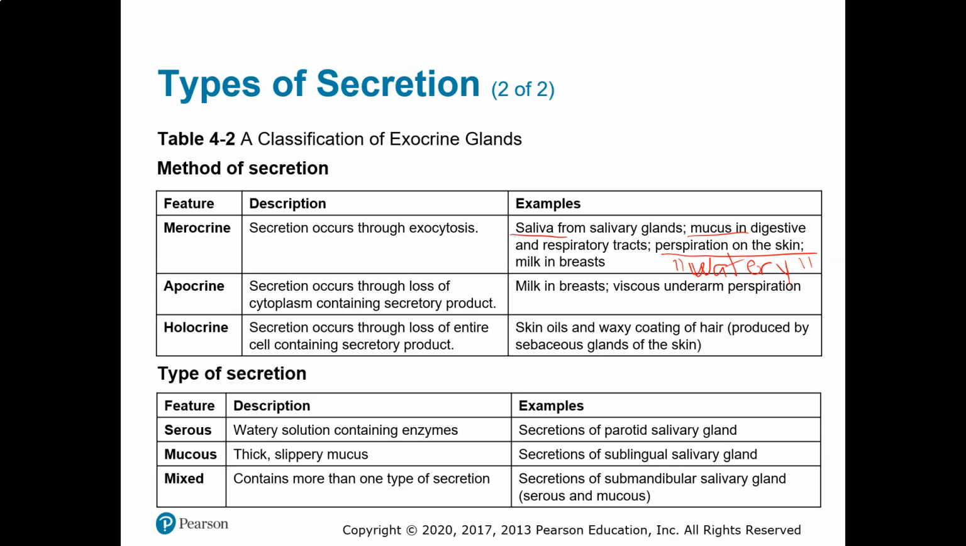In apocrine secretions, some of the cytoplasm of the cell is shed along with the secretion. Just like with sweat, there is merocrine milk and there is apocrine milk. And the viscous underarm perspiration, the thicker odorous sweat, the sweat that has an odor, is an apocrine secretion. And holocrine secretions, for example, are the oils that are secreted from the sebaceous glands of the skin. That is when the entire cell is destroyed along with the secretion. Serous secretions are watery, mucus secretions are thick, and mixed are a mix of both.